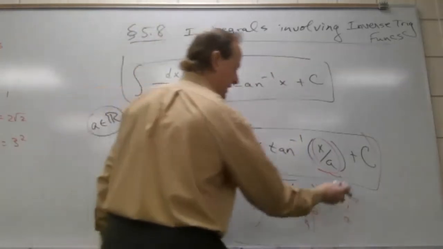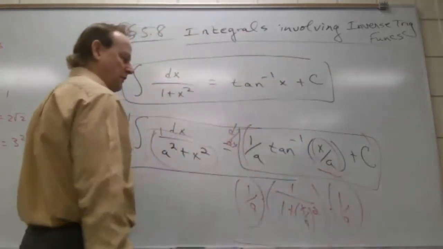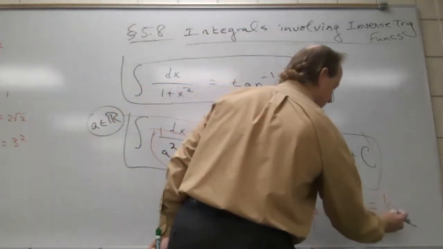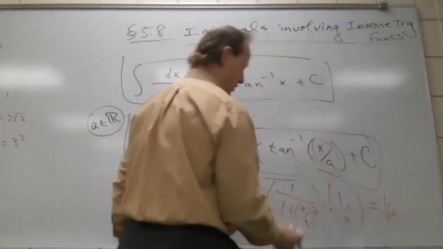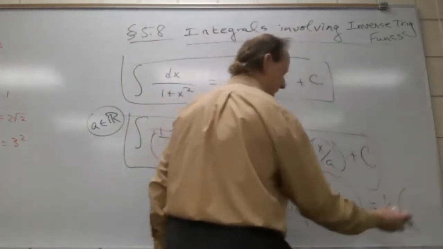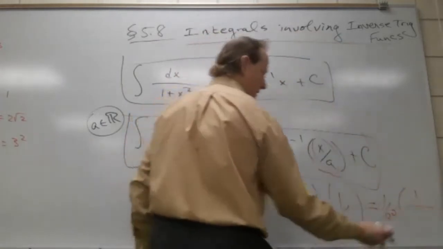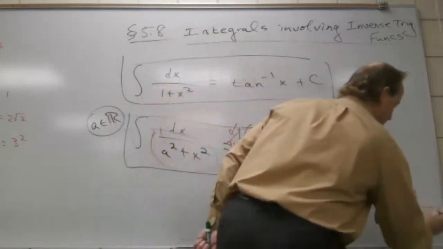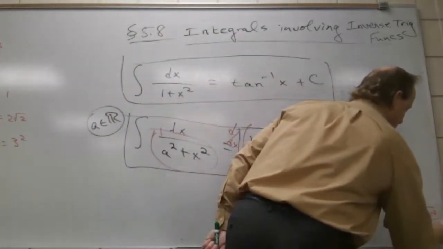Well, what do you notice here? So that's a chain rule here. But what do you notice? 1 over a times 1 over a is 1 over a squared. And then I'm multiplying that times what I got here, which is 1 over 1 plus, I'm going to square out the (x over a) quantity squared, which is x squared over a squared.